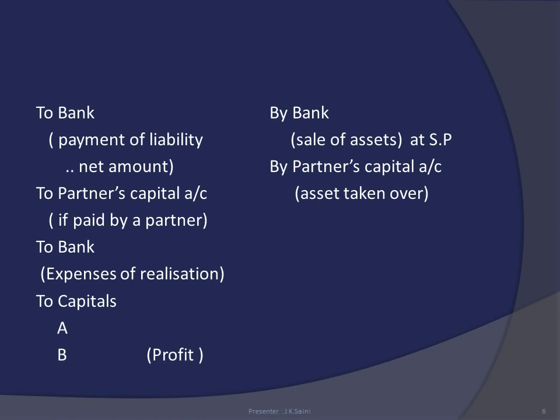And closing realization account, there is a profit divided in the old ratio and transferred to the capital or current accounts of the partners. And if there is a loss, the reverse entry is passed. This was the structure of realization account. Now let us proceed step by step how the journal entries are to be passed.